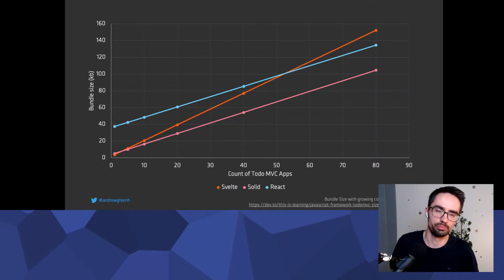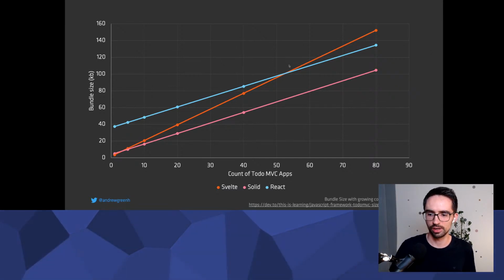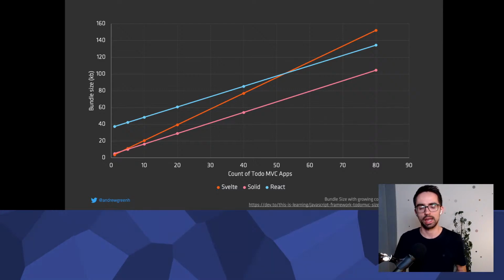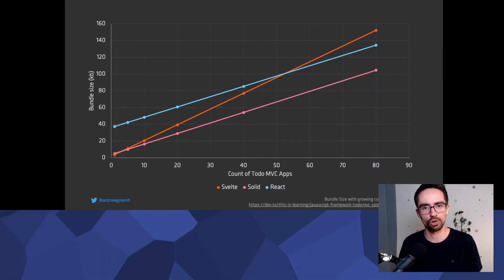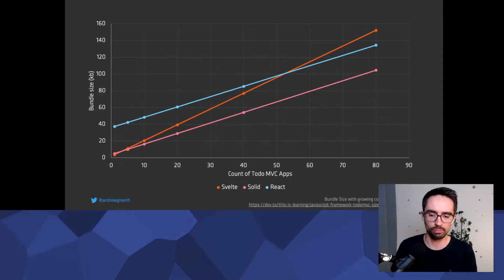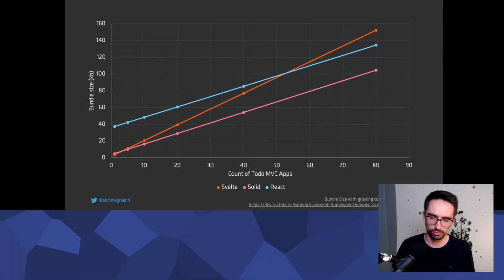That is, in practice, not really a problem for Svelte, because as you can see here, we only cross the React boundary at something like around 50 to-do applications, and having 50 to-do applications worth of code inside of one chunk, inside of one bundle, is really not the best thing anyways. So maybe you should think about code splitting and stuff like that so that you don't have one larger bundle.